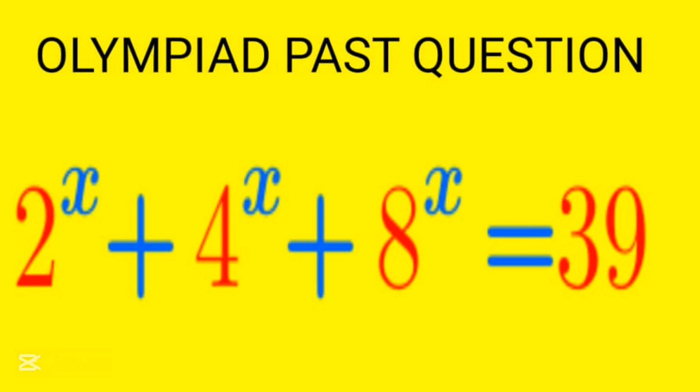Let's try to solve it together. It reads 2 raised to the power x plus 4 raised to the power x plus 8 raised to the power x is equal to 39. Now we have to find the possible value of x.